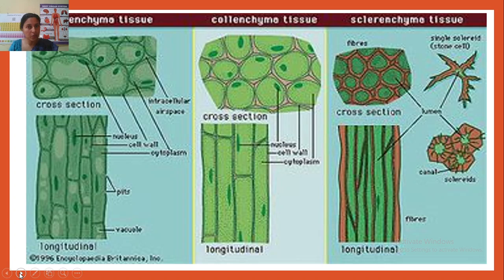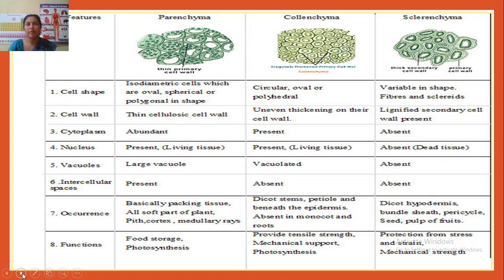In collenchyma tissue, you can see that the corners of the cell walls are going to be thickened, and in the sclerenchyma tissue, they contain a very thick cell wall. So from these specific things, you can identify whether it's going to be a parenchyma tissue, a collenchyma tissue, or a sclerenchyma tissue. Finally, we can make a summary by comparing these three types of tissues.